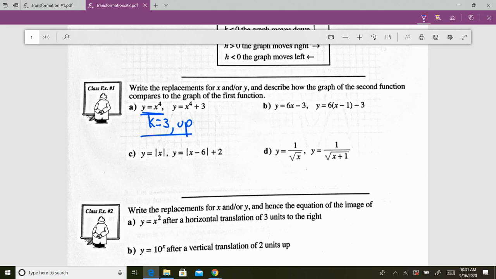What about the next one? We went from 6x minus 3 to 6 bracket x minus 1 bracket minus 3. So what have we added in? What has changed? Is that an h or a k value? That's an h because it's tied up with the x. So our h value is 1, which means we went right.